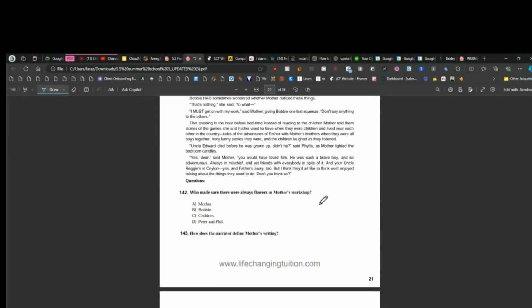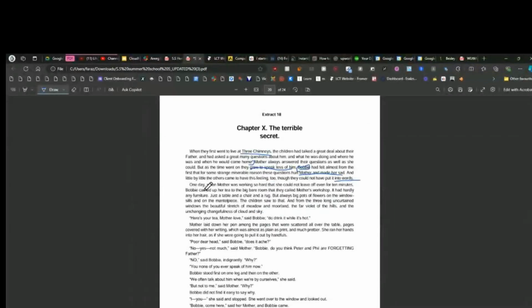Alright, let's have a look at what the first question says. Who made sure there were always flowers in Mother's workshop? We haven't seen that yet. Let's keep reading and find that.